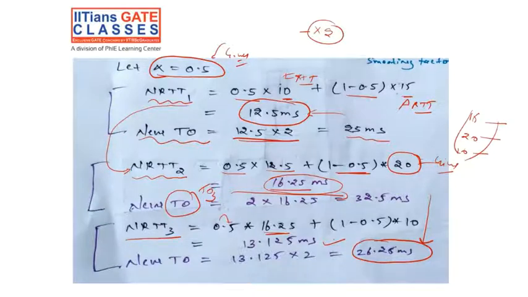Why? It depends upon our actual round trip time. Here the actual round trip time is 10. That's why. If the actual round trip time is less, your timeout will be less. If the actual round trip time is more, your timeout will be more. Simple. Guys, it makes sense? Right? Good.